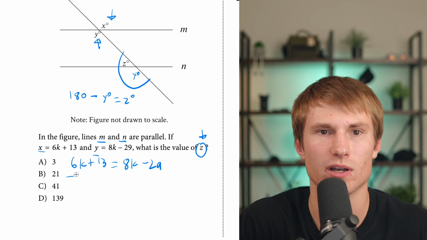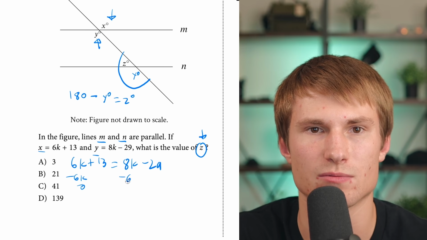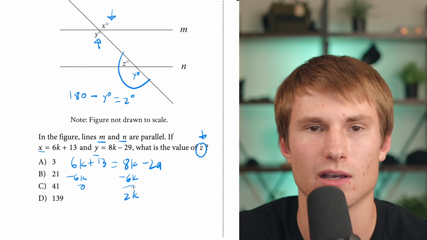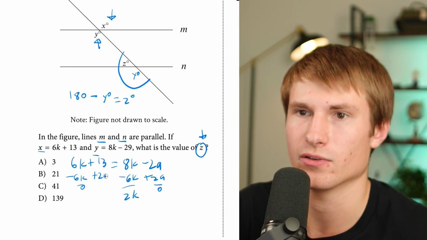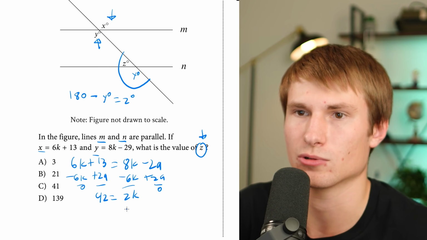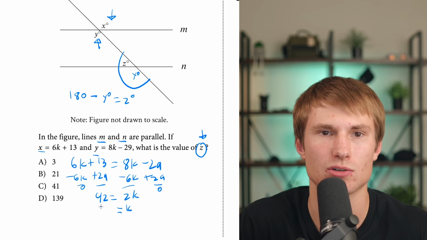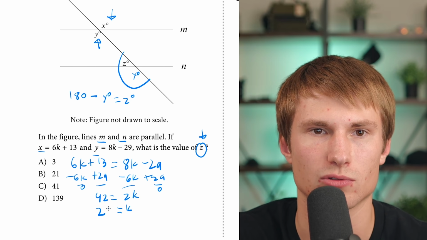Now from here, I'll go ahead and subtract 6k from both sides. Once we do that, we'll be left with 2k. On our right side, we'll go ahead and add 29 to both sides. We can start isolating k even further. That's going to leave us with 42 is equal to 2k. We'll divide both sides by 2, and we'll get that k is equal to 21. So k would equal 21.